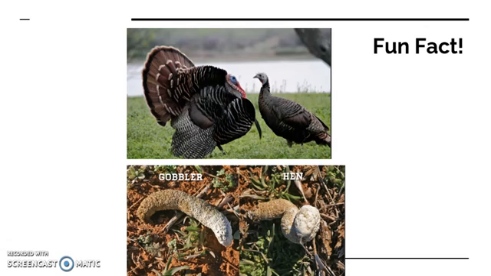However, fun fact, you can tell the difference between a male and a female not only by their feathers and coloration, but by their poop shape. Males, which are called gobblers, have these kind of straight or J-shaped poops, while hens, the females, have more spirally shaped poops. That is neat.